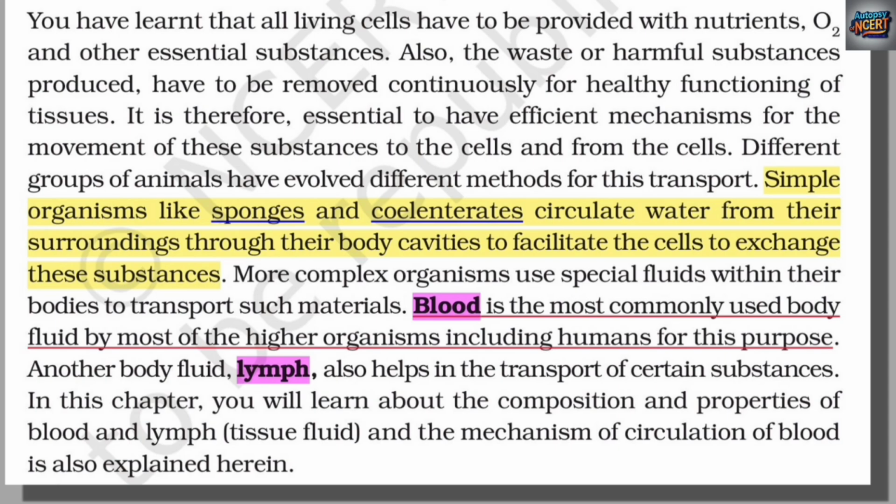Simple organisms like sponges and coelenterates circulate water from their surroundings through their body cavities to facilitate the cells to exchange these substances. More complex organisms use special fluids within their bodies to transport such materials. Blood is the most commonly used body fluid by most of the higher organisms, including humans, for this purpose. Another body fluid, lymph, also helps in the transport of certain substances. In this chapter, you will learn about the composition and properties of blood and lymph, tissue fluid, and the mechanism of circulation of blood is also explained herein.